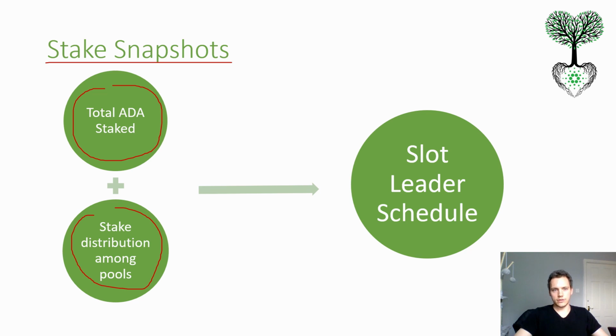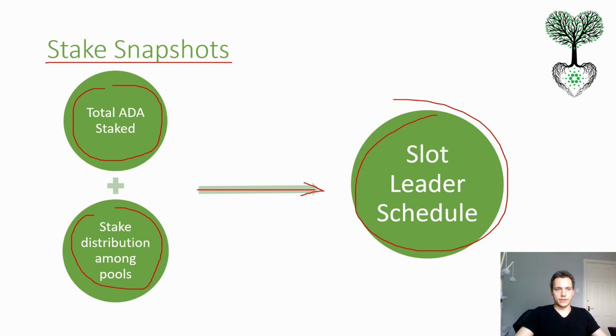I'm going to be using the beginning of the next epoch as the time where the snapshot is taken, so for consistency that's how I'll be referring to it. Now, why are these two important? Because the protocol uses those two to create the slot leader schedule. Based on the distribution among pools, it assigns slots to different pools, so pools with more stake will have more chance of getting more slots.